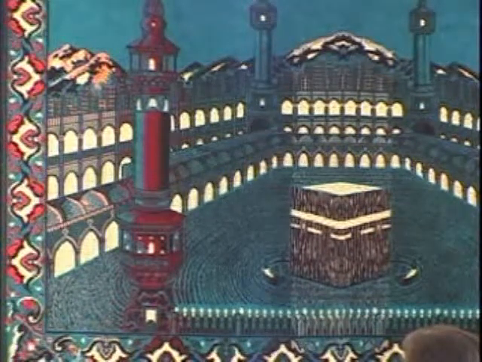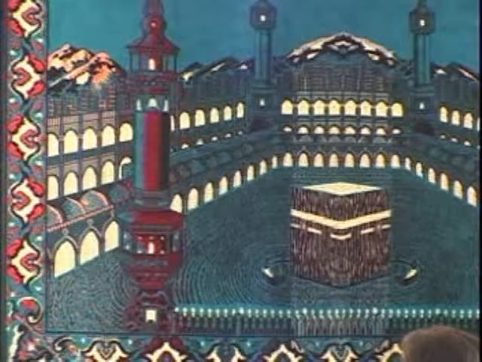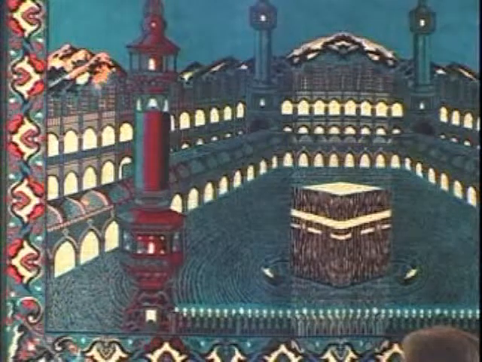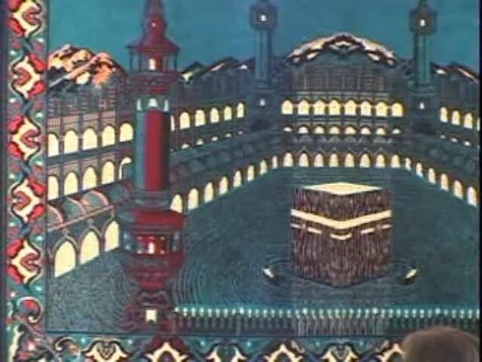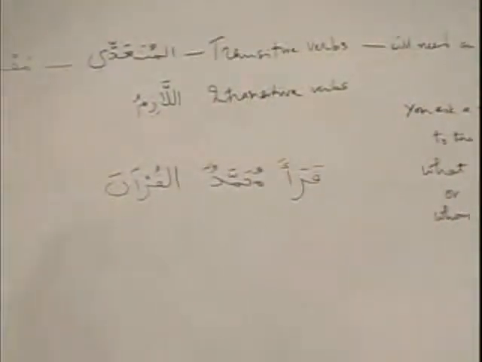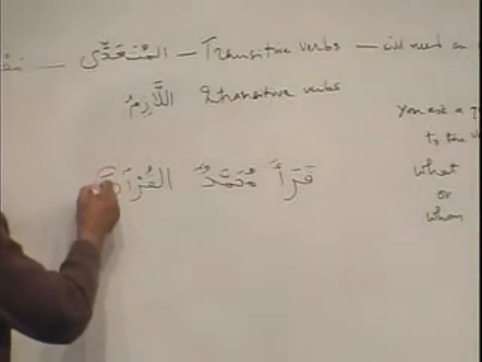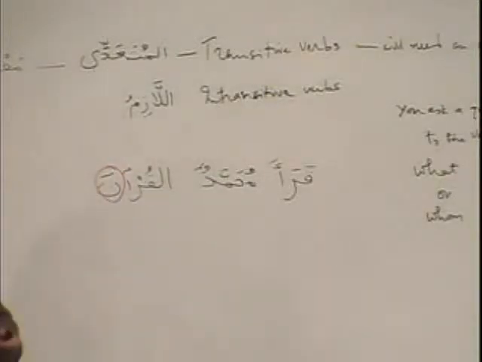What did he read? The question is, what did he read? Qara'a Muhammadun al-Qur'an. Now, see, it is maf'ulun bihi mansubun. Why mansubun, brothers and sisters? Because now it has got fatah.